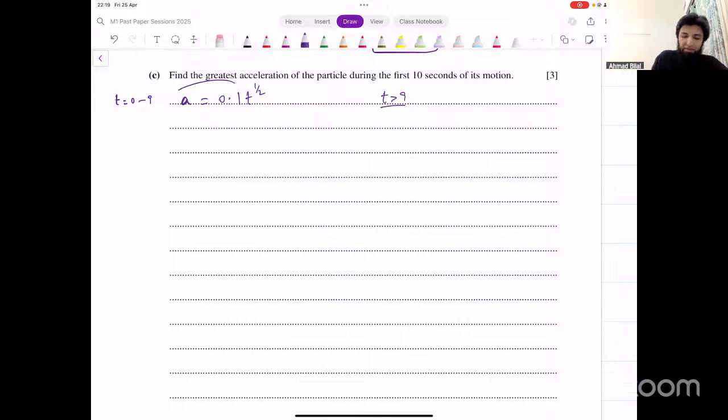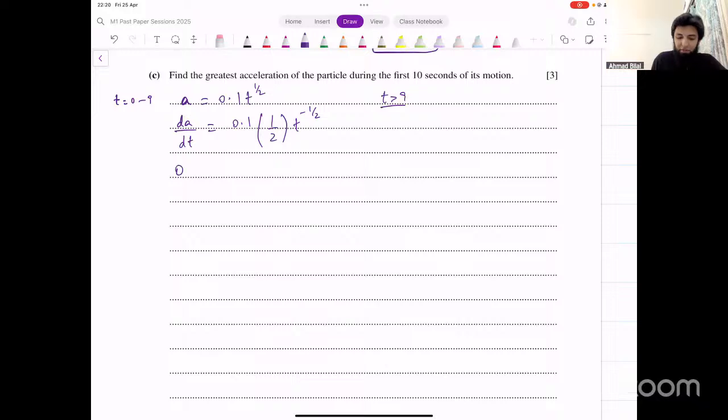Now, this is the acceleration function. How do you find the greatest value of anything? Any function, maximum value or minimum value. Whatever the function is, you differentiate that and put that equal to 0. Derivative of a is not v, it's something else. dA over dt. What will that be? 0.1 into 1 over 2 into t raised to power minus 1 over 2.